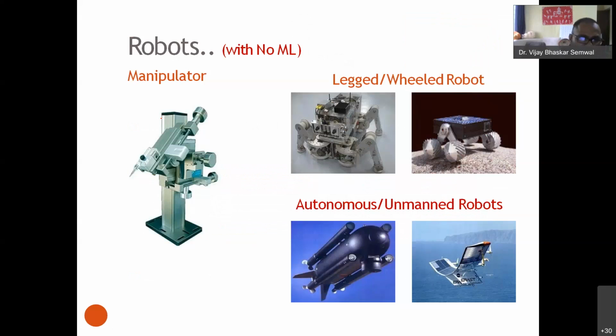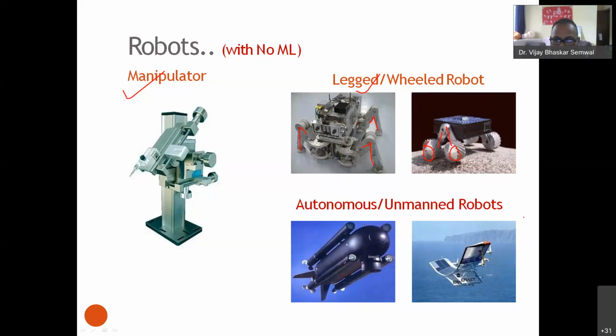You can see the different categories of robots, like industrial manipulator robots, which have fixed bases and move with certain degrees of freedom. Then you have legged robots, like the cockroach-kind of structure we have seen. Then you have wheeled robots, like cleaning robots and space exploration robots. These are not machine learning enabled robots.